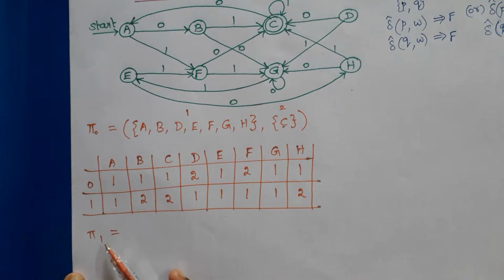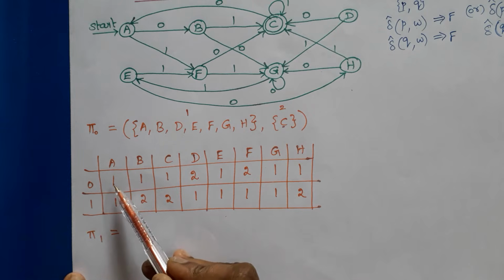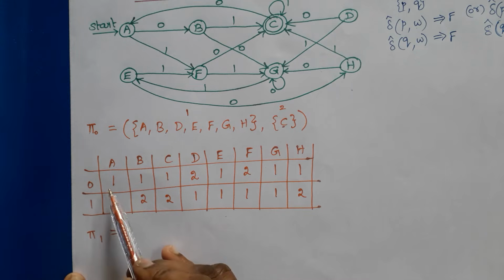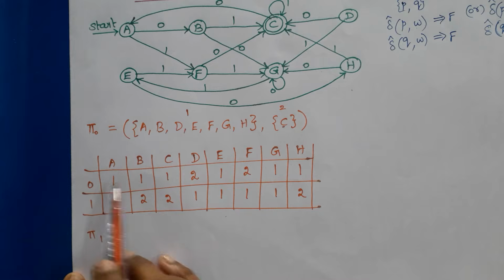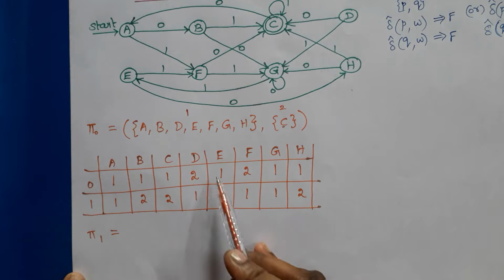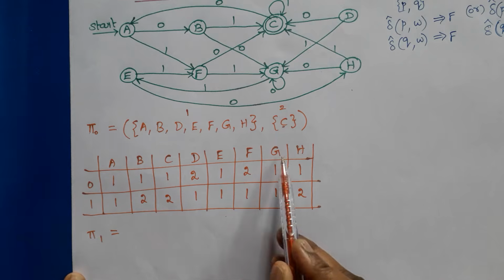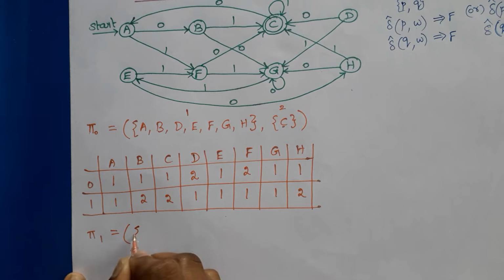That is, in the next step, A goes to 1 1. For input symbol 0 it goes to 1, and on input symbol 1 it goes to 1. So we have to check for a similar configuration in the other states. So 1 1, 1 1, 1 1. So A, E and G. A, E and G are in the same group.